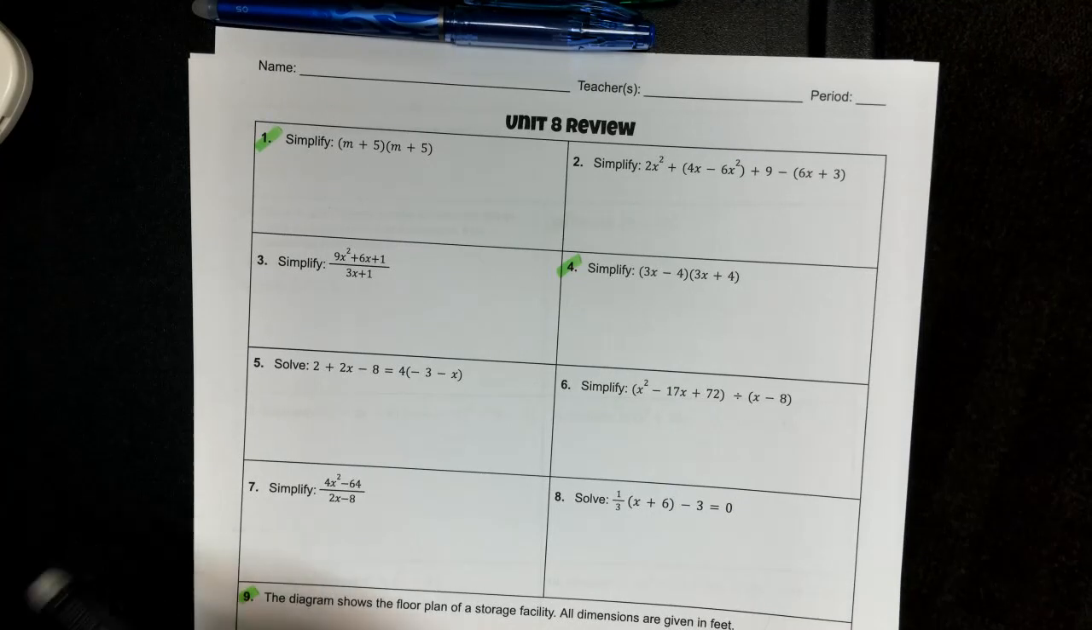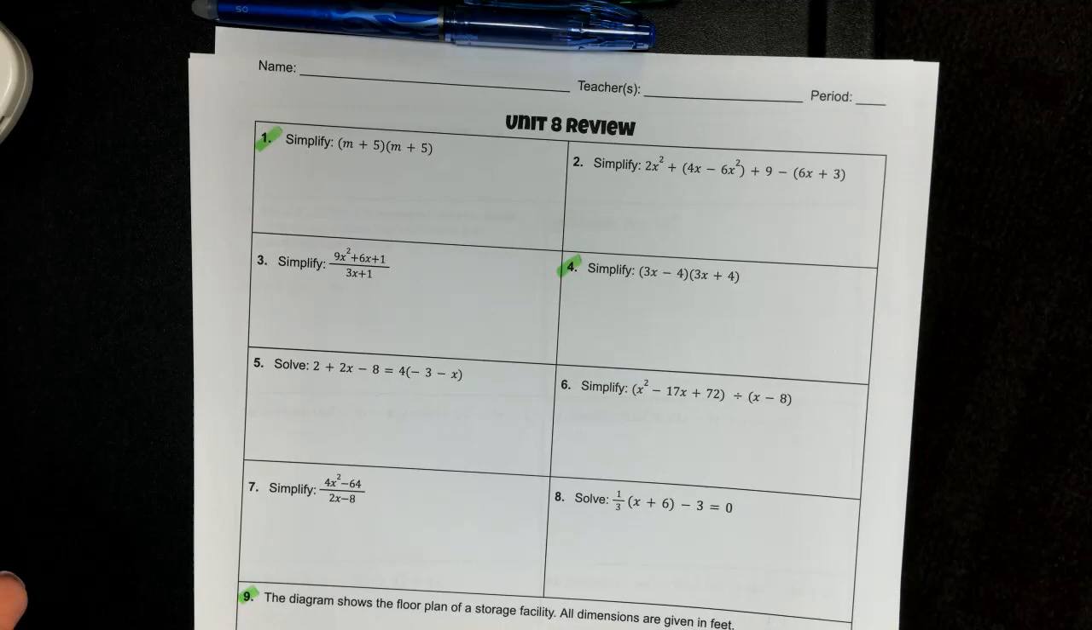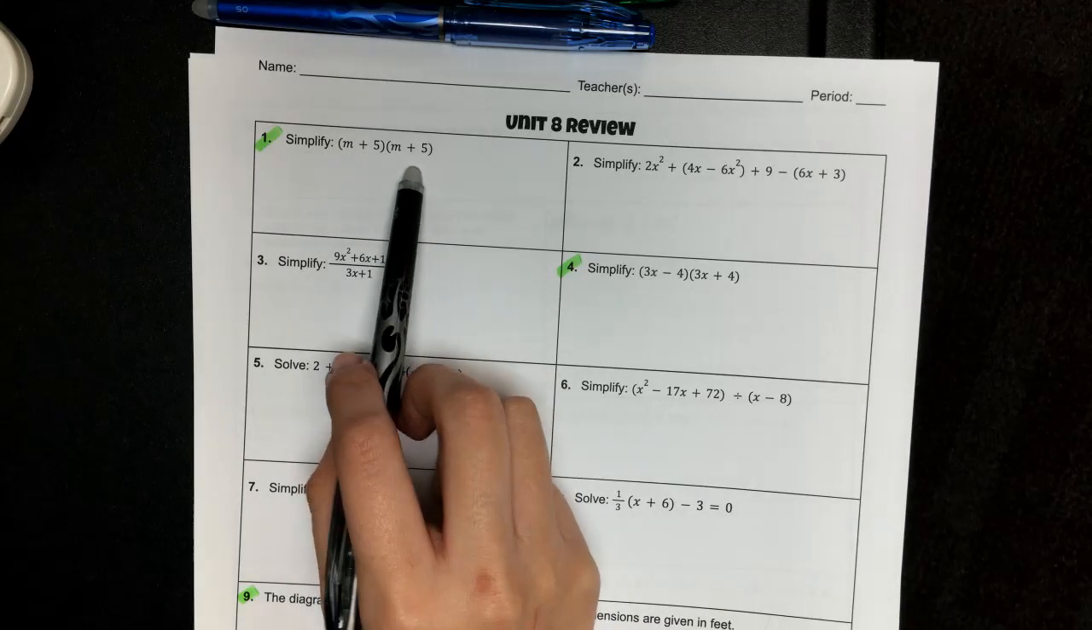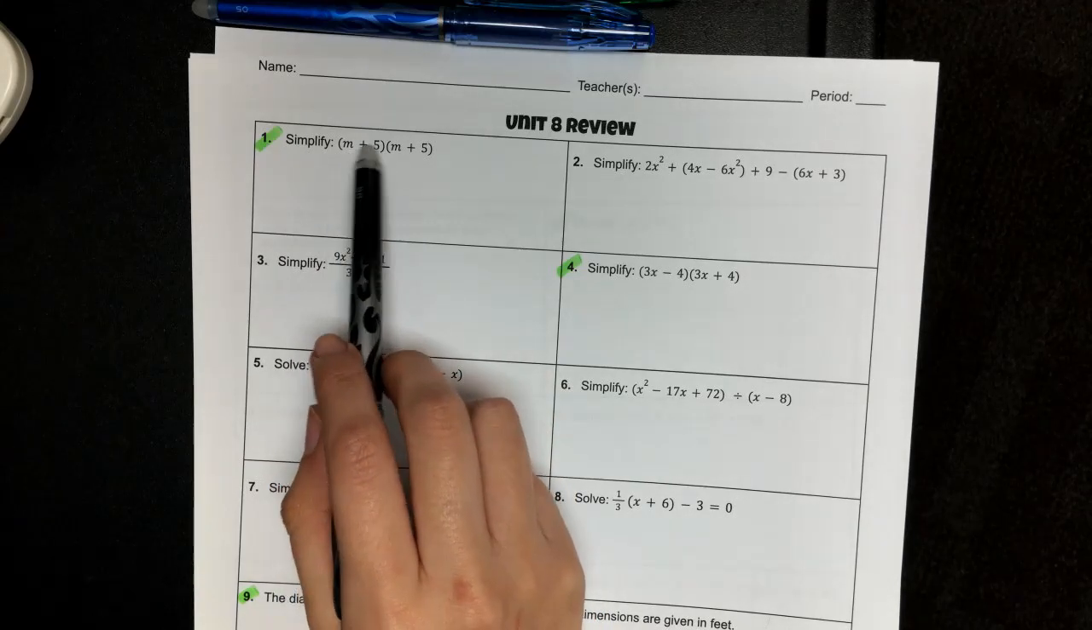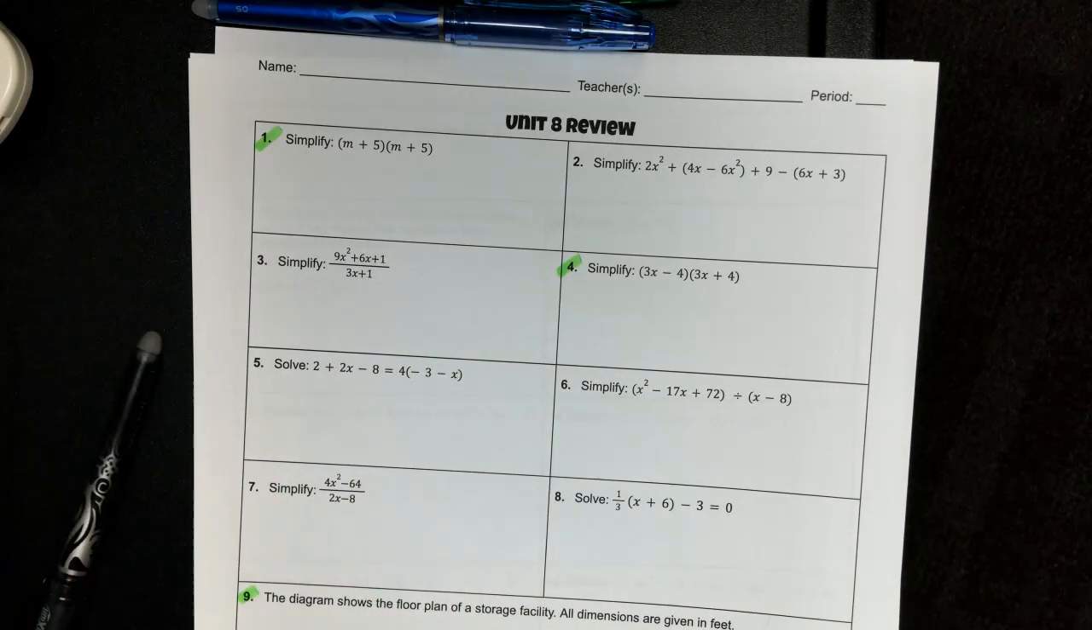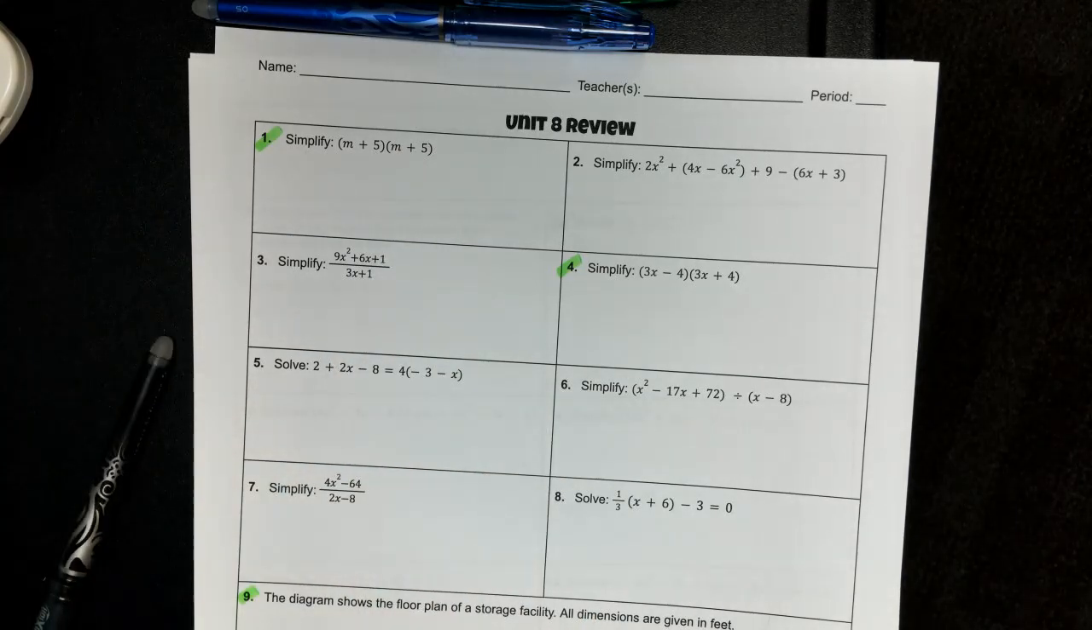I'll be using them interchangeably. Sometimes I'll solve it with box, sometimes I'll solve it with double distribution, just so you can see both methods of multiplying polynomials. For the first problem, I have m plus 5 times the binomial m plus 5. For this one, I'm going to start by using double distribution.